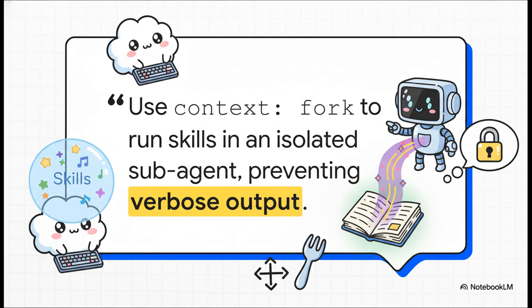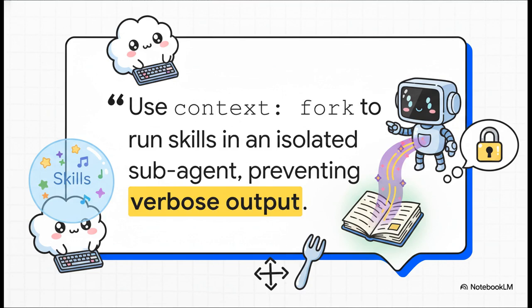Now, sometimes a skill might spit out a huge wall of text, like a really detailed analysis of your code. Well, the context for command is your secret weapon. It basically tells the AI, hey, go open up a little side conversation for this task. It's like a scratch pad. This keeps your main chat super clean and focused on what you're actually trying to solve so you don't get lost in the weeds.